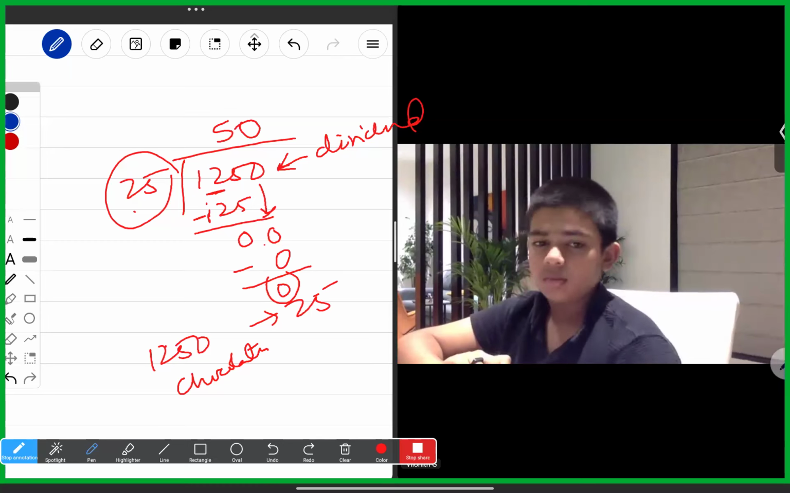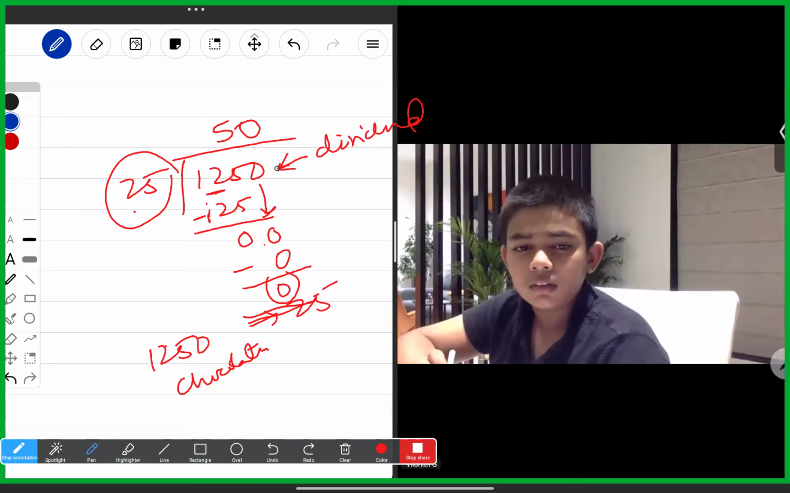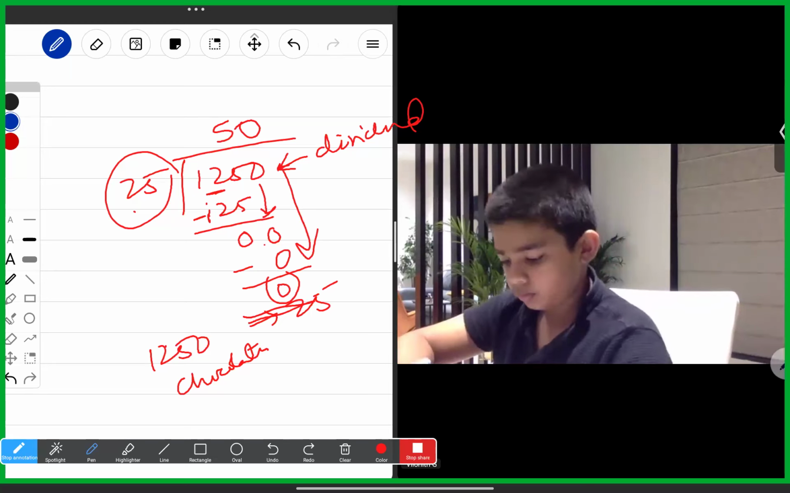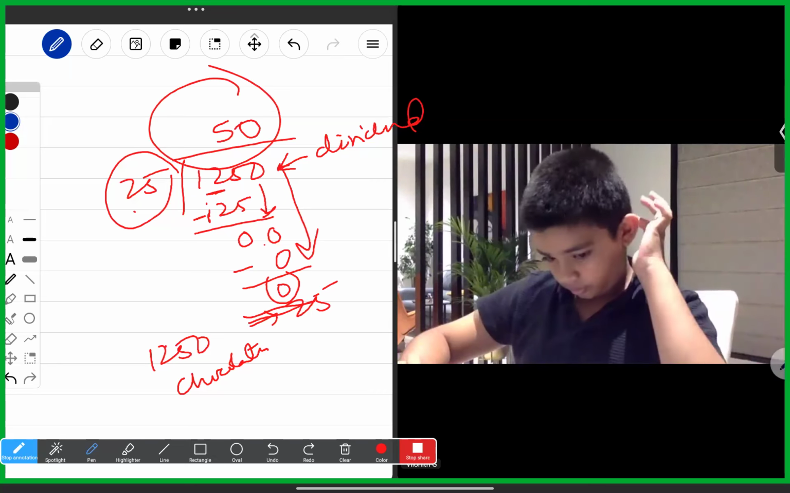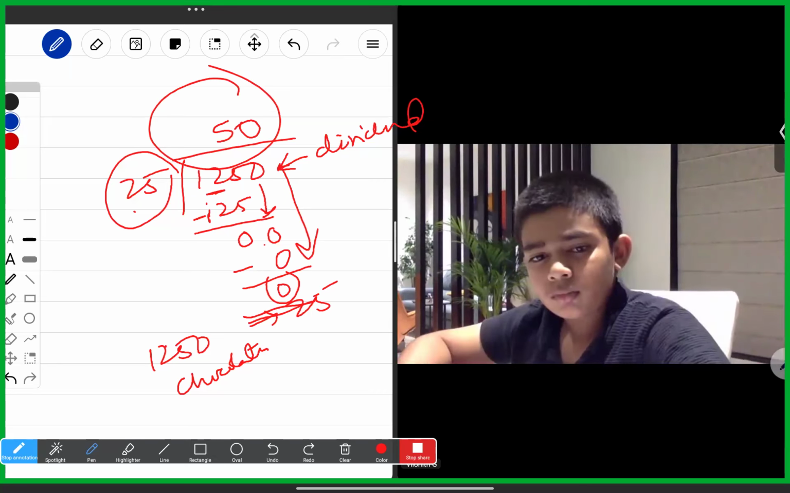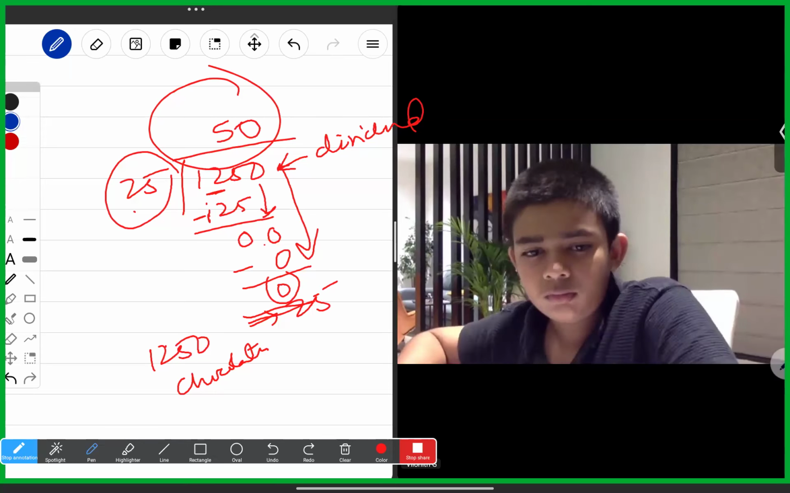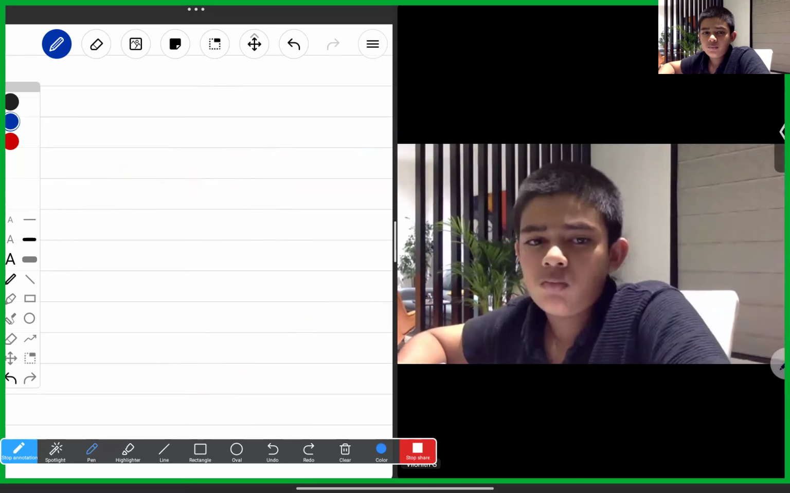Okay. So finally, I have to stop here because there are no digits of the dividend left to bring down. So the answer is 50. So finally, each student will get 50 chocolates if you distribute 1250 among 25 people. Okay. So one more division I am giving you, Vilohit.